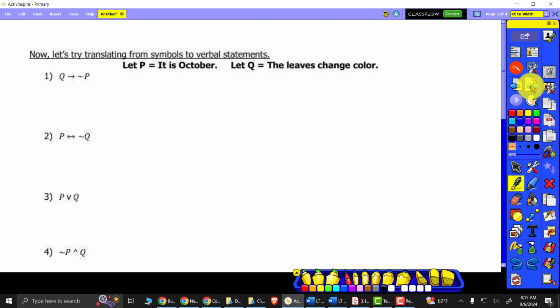All right. Now let's try translating from symbols to verbal statement. Yes, we are going to write a lot on this particular example. Now, P represents it is October. We are using capital P right now. And then Q, the leaves change color. Okay, so it says here, Q implies not P. Right? So Q first, which is this one. So the leaves change color.